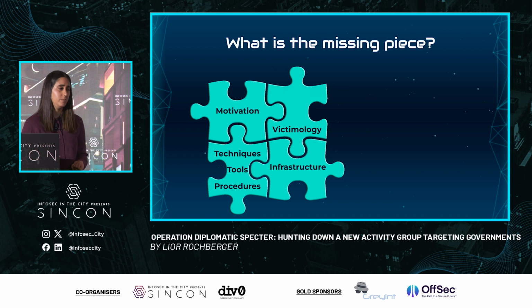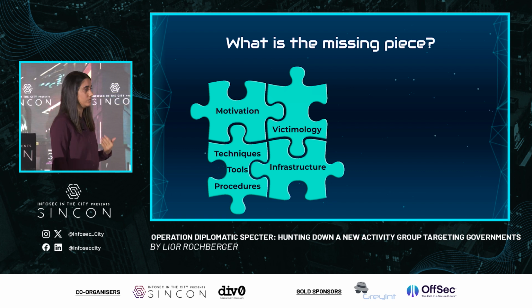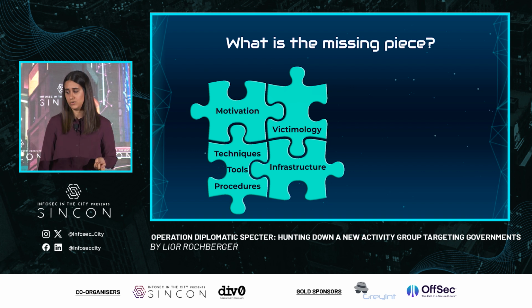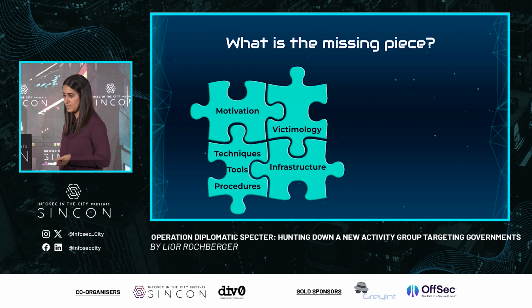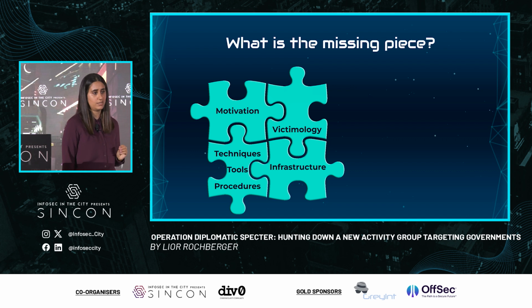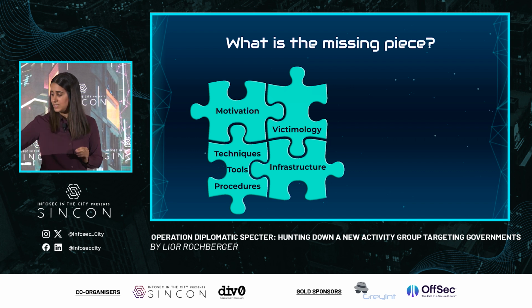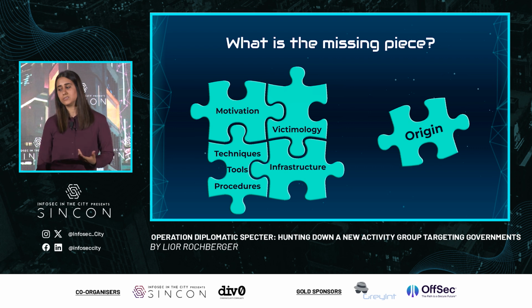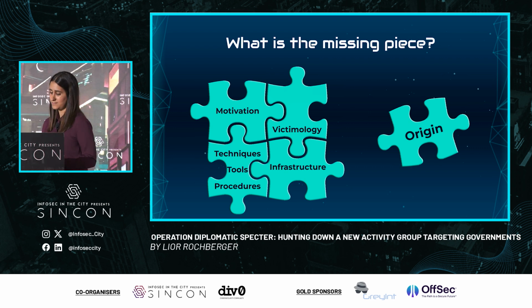And of course, we need to be familiar with the infrastructure and to track it. For example, this Microsoft NS1.com domain that I've showed you with the Specter family. But we're still missing a very important piece when we are dealing with nation-state threat actors. We still need to know the origin of the threat actor. So let's try to answer this question together.